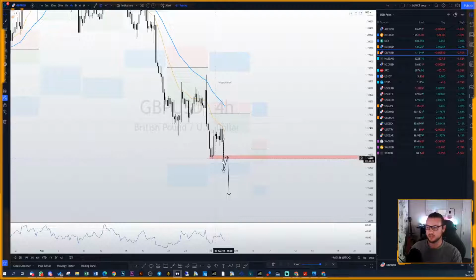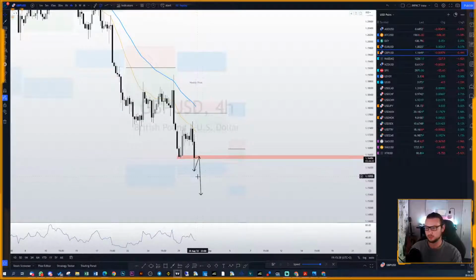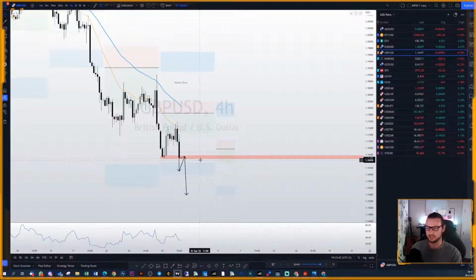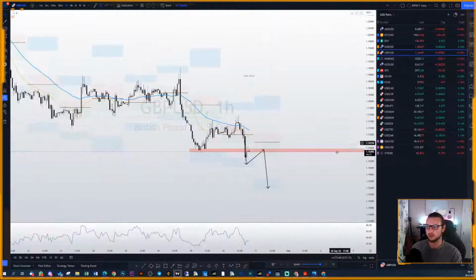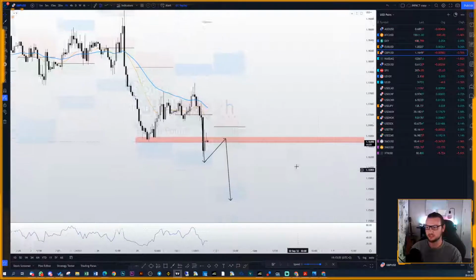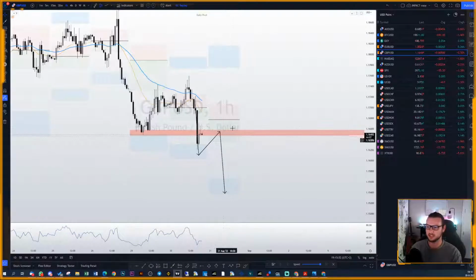How is that 4-hour time frame? We still have a little bit more room to go. Yeah, but it's not ideal, okay? It's not ideal because it's already so close to that 4-hour target zone. But fundamentals are pointing in the right direction, so I might take another shot tomorrow here.